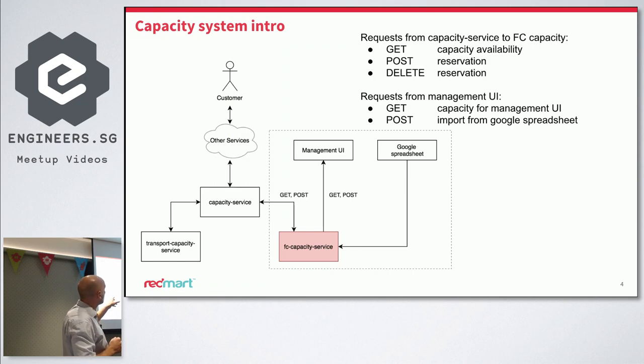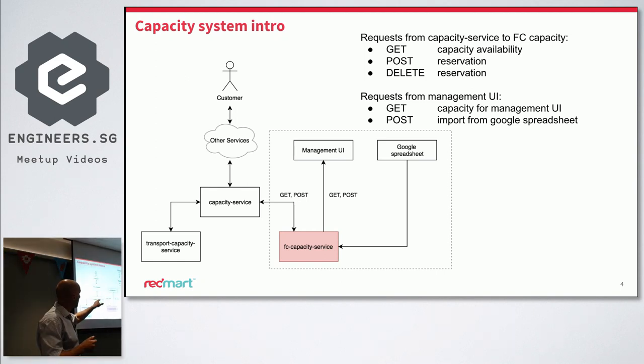Today, we are going to consider the part in red, which is the fulfillment center capacity system. It's the physical warehouse where all the goods are, and it responds to the request whether your order can be fulfilled from the fulfillment center perspective. We are not touching the transport capacity. We are not touching how they are matched together in the capacity service. That can be another talk, and we have one guy from the capacity team who maybe next time will present that whole system. So today we focus on this.